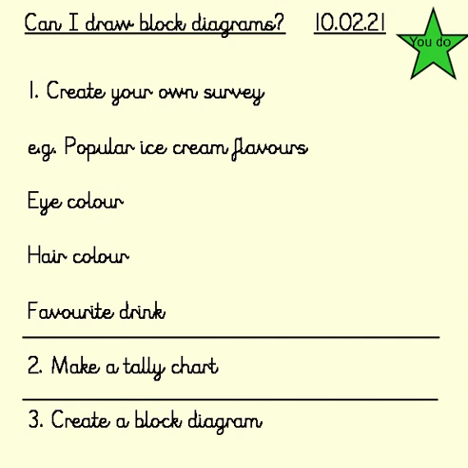Up to you. So create your own survey, or you could use the survey that you did the other day and make a tally chart. So for example, I might go and ask the people in my house their favourite ice cream flavour, and maybe I might phone up a few people and ask them their favourite ice cream flavours too, or their favourite colours. And then I would make a tally chart with that information, and then from that information you're going to create a block diagram. So you can get that template off of Class Dojo to help you.